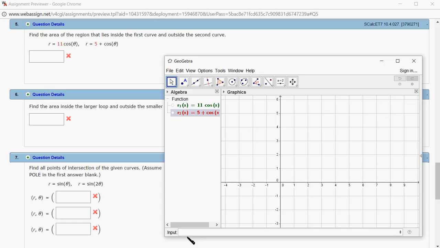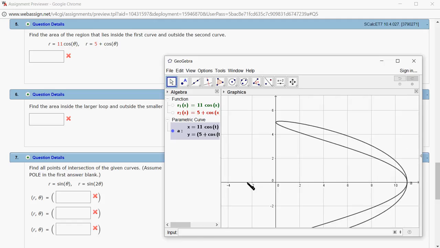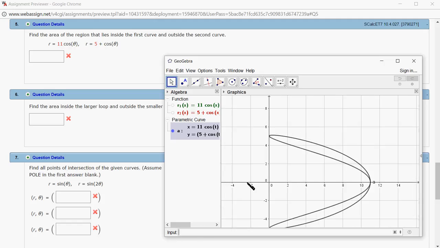Then the first curve is going to be curve. Then we just put R1 of t times cosine of t, R2 of t times sine of t. Then the parameter is t, and it's going to go from 0 to, let's say, 2 pi or something like that. Then here, this is what it looks like.